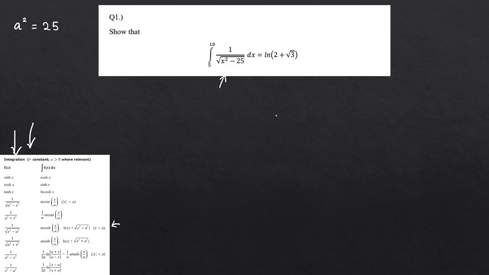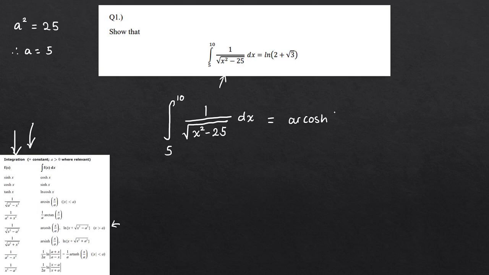So what we can do then is write our integral from 5 to 10 of 1 over the square root of x squared minus 25. Like we just said, this is something of the form arcosh, so the result will be arcosh of x over a. We said a squared was 25, so therefore a is just the square root of this. So a is 5, so arcosh of x over 5. Now we have limits on this integral here, so we don't need our constant of integration. But because we have limits, we need to consider these limits.